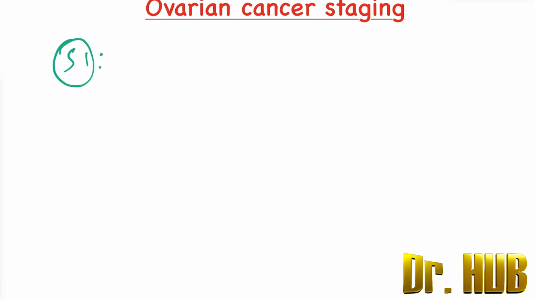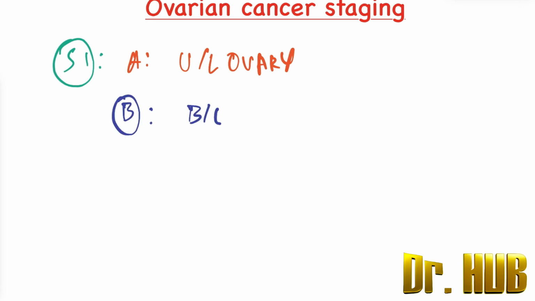So moving on to S1, that is stage 1, there is A, B, C. What is A? A stands for the tumor confined to the unilateral ovary. Next we move on to stage B. Stage B means it is concerned with the bilateral ovary.